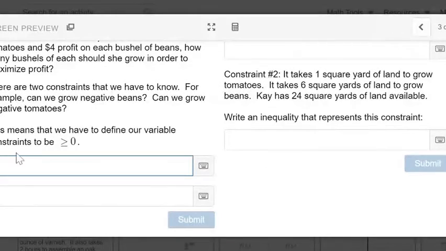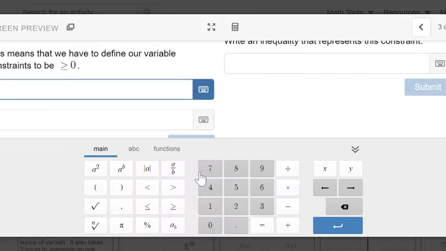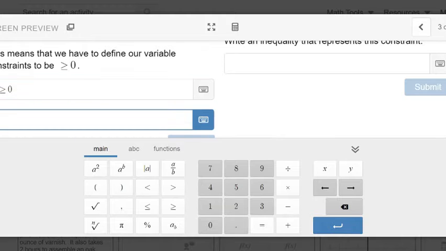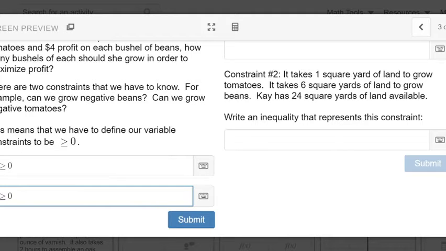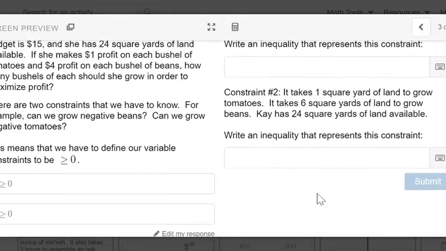So I'm going to start here with my tomatoes. So remember, tomatoes is my X, has to be greater than or equal to, and you can get that symbol here where it says greater than or equal to. You can click right there, 0. And then my beans also have to be greater than or equal to 0. And remember, we said X is tomatoes and Y is beans. So this says tomatoes are greater than or equal to 0, beans are greater than or equal to 0. Okay, we're just putting the letters to simplify it a little bit. Okay, we're going to press submit.